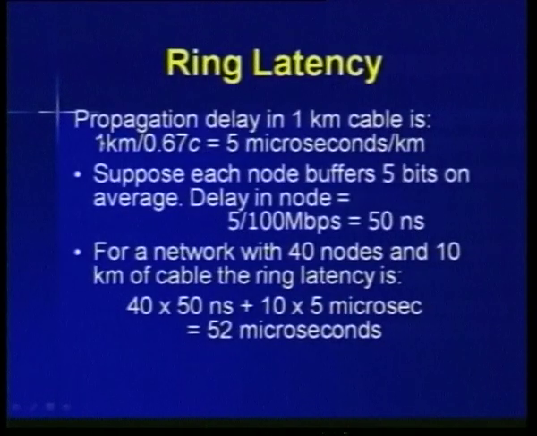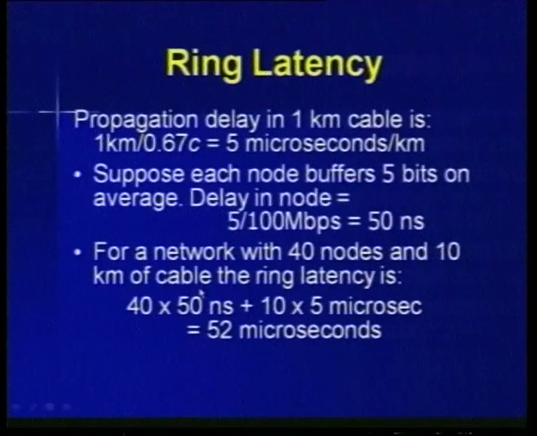If you look at the ring latency, we need to first consider the propagation delay. The propagation delay in a 1 kilometer cable, if you are using UTP cable again, the propagation speed will be 0.67 times C. So, 1 kilometer divided by 0.67 C will give me 5 microseconds per kilometer. Suppose each node buffers 5 bits on an average. We are just assuming that on an average they are buffering 5 bits. So, the delay in the node will work out to 5 divided by 100 megabit per second, so a 50 nanosecond delay is introduced for this buffering.